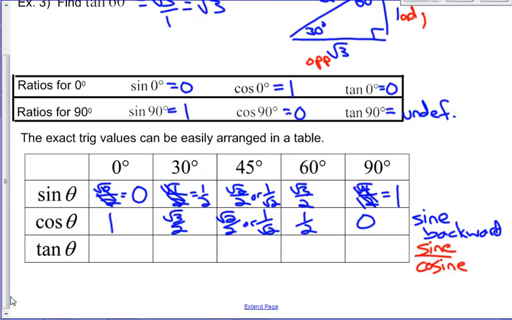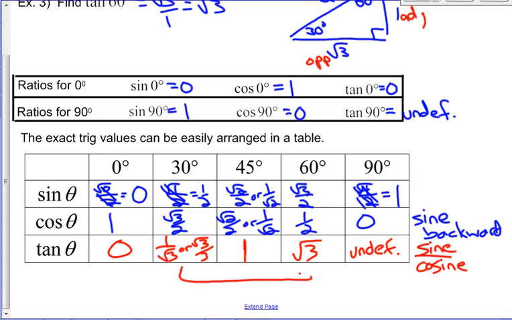And finally, tangent is just sine over cosine. So 0 divided by 1 is 0. A half divided by root 3 over 2 is 1 over root 3, or you could rationalize it to root 3 over 3. Doesn't matter. The next one, anything divided by itself is 1. Root 3 over 2 divided by a half, that's root 3 over 1. And 1 divided by 0 is not allowed, so it's undefined. So there might be a couple that you have to memorize in here, maybe these ones. But notice tan is getting bigger as we move to the right. Anyways, you're not required to know this, but it may be a helpful way to organize your sine, cosine, and tan values.